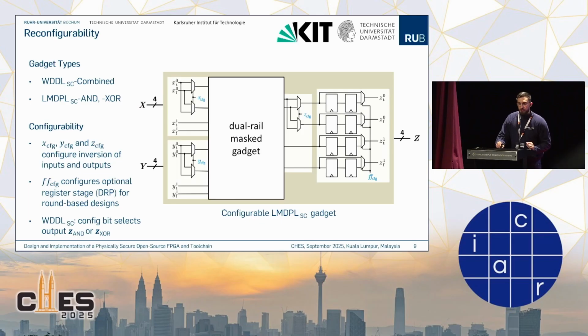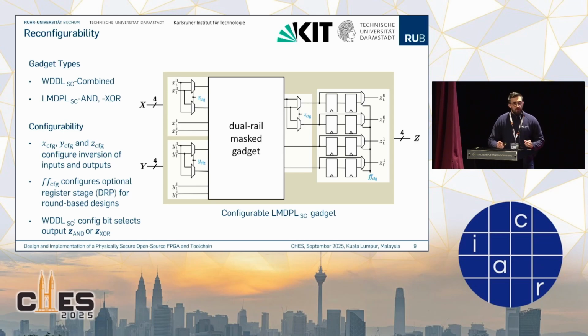Now that we have these self-checking gadget types, we constructed configurable logic blocks, or configurable gadget blocks. We did this by introducing some multiplexers on the primary inputs and outputs of the gadgets, and by this we can invert the rails. So basically, we apply De Morgan's law to achieve additional functionality, like realizing a NAND, a NOR, or an OR gate. We also added an optional register stage, which, because we follow the DRP protocol, has 2 consecutive registers per rail. And then we can implement round-based functions with this approach.